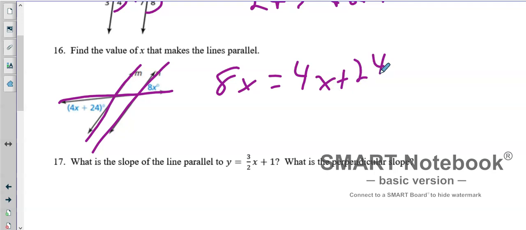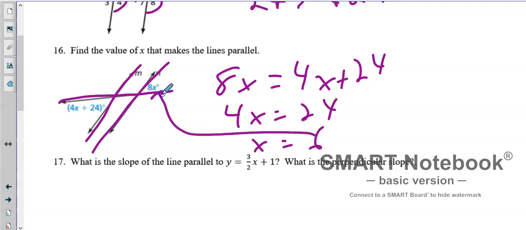If I subtract 4x from both sides, I get 4x equals 24. If I divide, x equals 6. That is the value that makes them parallel. Cool thing about math is I can plug this in and get 48 degrees. It's not part of the problem, but it helps me prove I'm right.